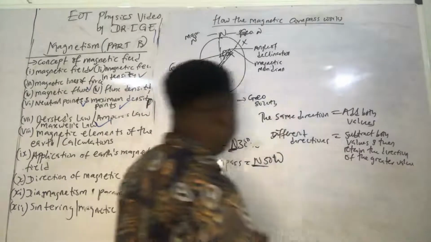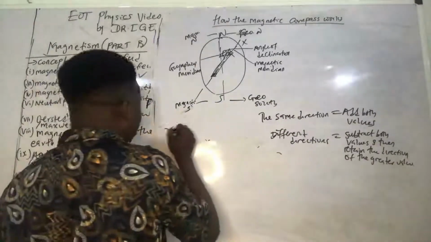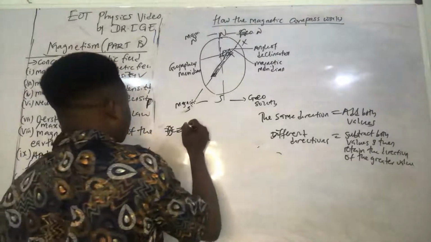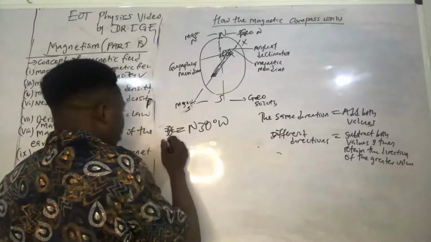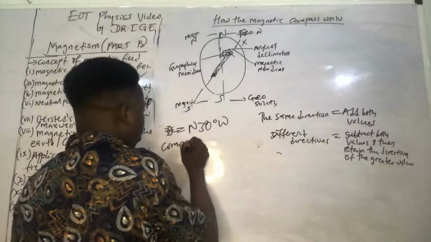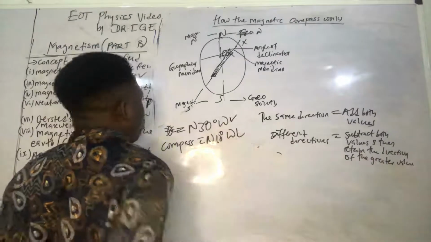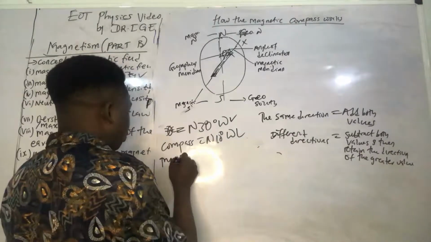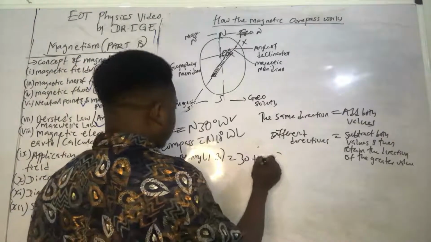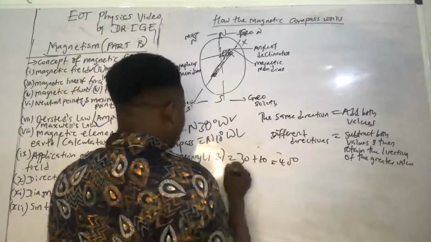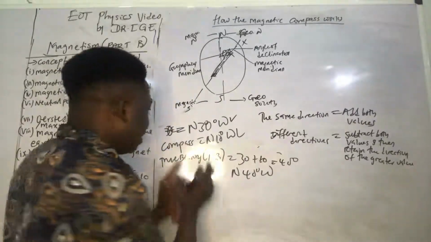For example, let's say the bearing of a particular place, or the angle of declination, is given as N30°W, or 30 degrees west of north, and the compass is reading N10°W. You see, the same direction. Why? West, west. What do you do to get the true bearing? True bearing, let me just use TB, is equal to what? 30 plus 10, so that's 40. So the true bearing is N40°W, or 40 degrees west of north. Do you get? Why? The same direction.